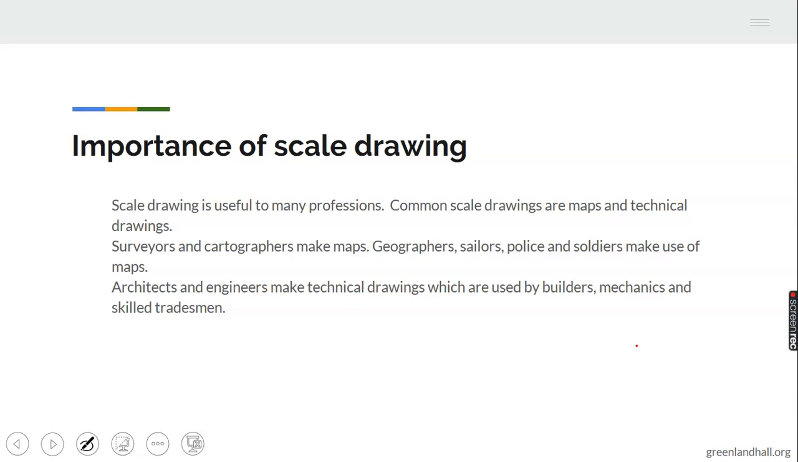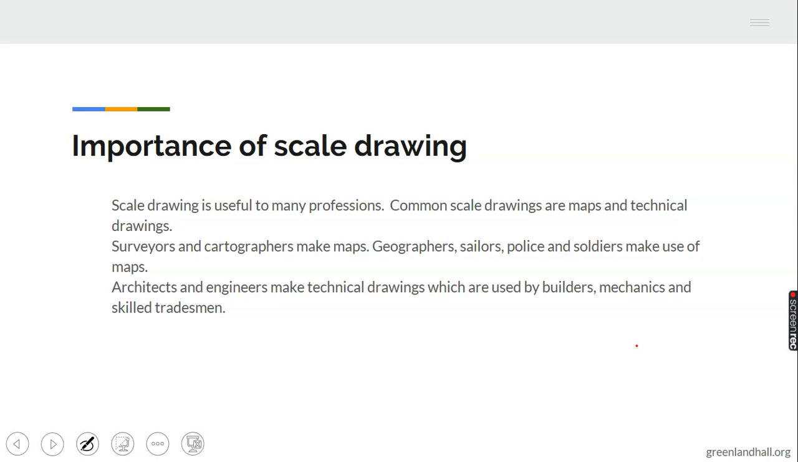Now let's look at the importance of scale drawing. Scale drawing is very useful in so many professions. Name it, we use it. Surveyors use it when they are measuring lands. When you do your mapping out of lands, they interpret it on a sheet. You can't use what is on land. If you have 1 kilometer, you can't draw 1 kilometer on paper. So you can only have 1 kilometer represent maybe 5 centimeters on the paper. So we use that one.